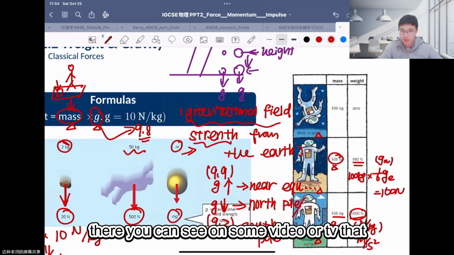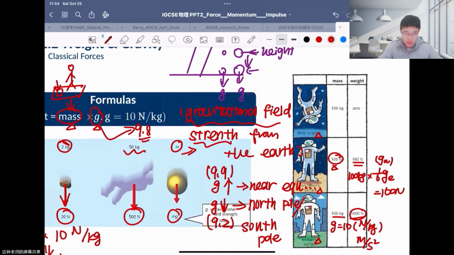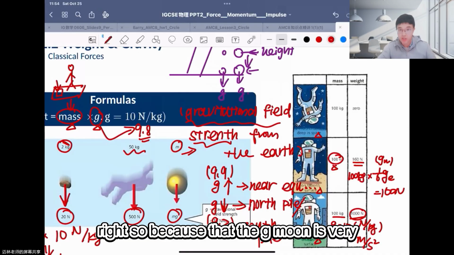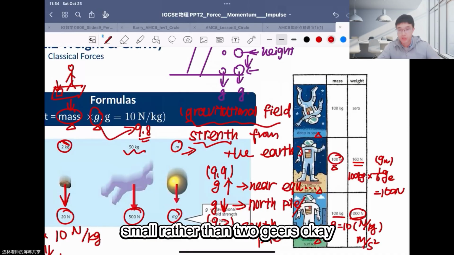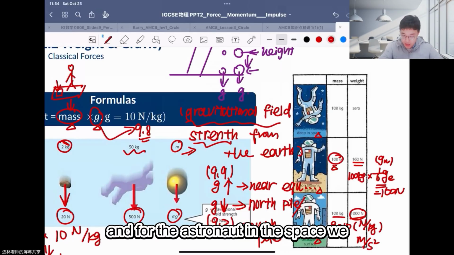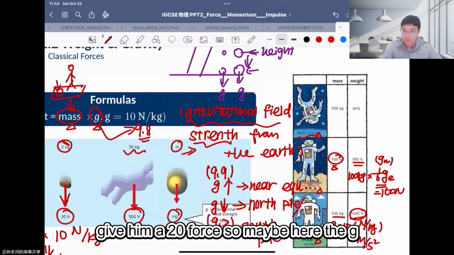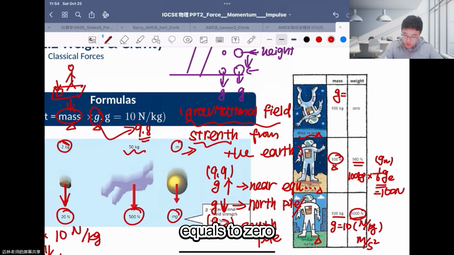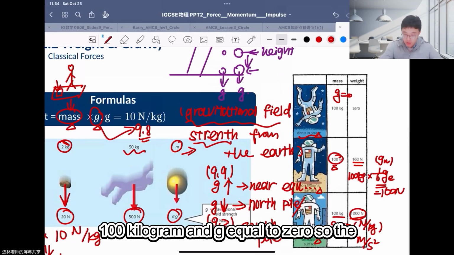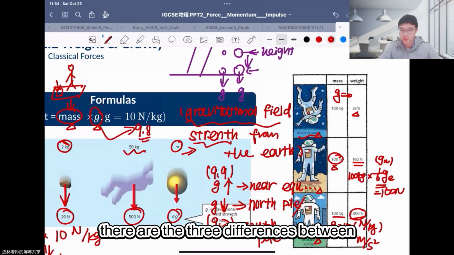On some videos or TV you can see US astronauts landing on the Moon, and they can jump higher than on the Earth, right? That's because g Moon is very small compared with g Earth, 1/6 of g Earth, about 160 Newton. And for the astronaut in space, we normally think there's no planet to give him an attractive force, so g equals 0. If the mass of the astronaut is 100 kilograms and g equals 0, the total weight equals 0. These are the differences between the three astronauts.